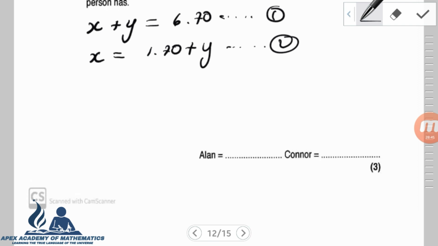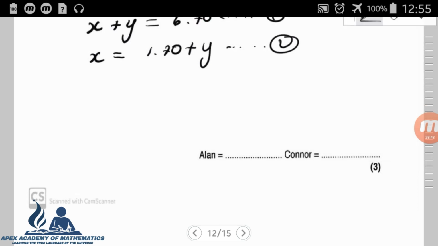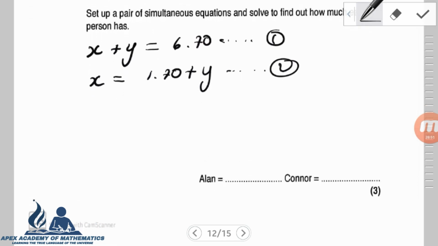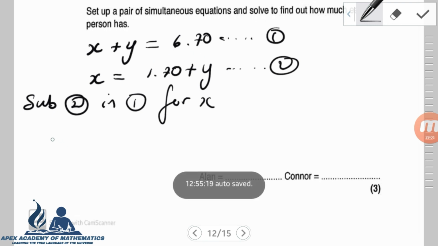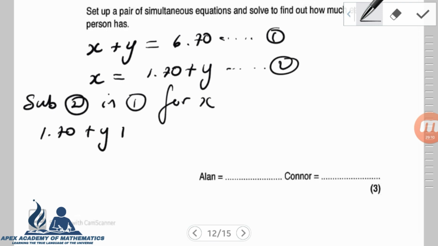So here's the situation that we have now. We have X is equal to £1.70 plus Y, so we can sub equation 2 for X. X is here, and this is the value of X. So we have £1.70 plus Y, because this expression is for this X plus this Y, so it comes back here, is equal to £6.70. So £1.70 plus Y is 2Y, and that's equal to £6.70.